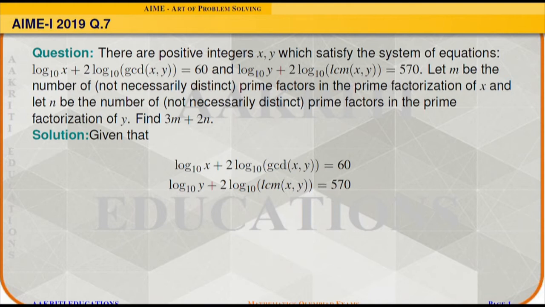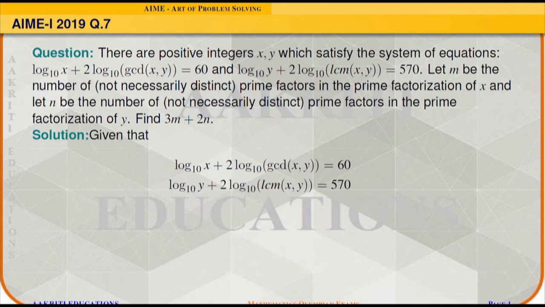In this video, we will discuss one of the interesting questions from AIME asked in 2019 in the field of algebra. The question says, there are positive integers x and y which satisfy the system of equations: log x to the base 10 plus 2 times log GCD of x comma y to the base 10 is equal to 60, and log y to the base 10 plus 2 times log of LCM of x comma y to the base 10 is equal to 570.